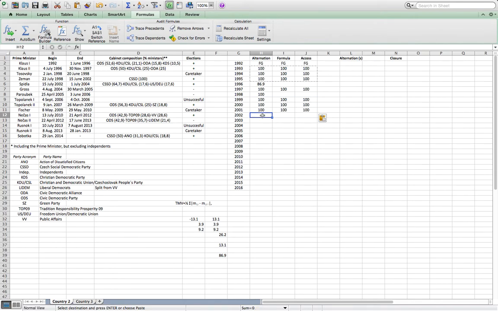We get now to 2002, and we see that there has been partial alternation, like in the case of 1996 in comparison with 1992. This means that we have to use, once again, Patterson index of ministerial volatility.